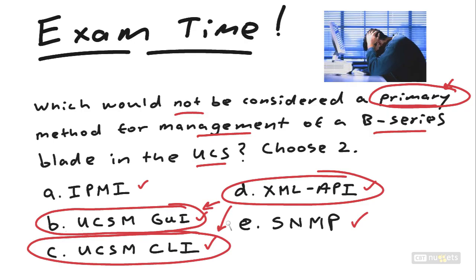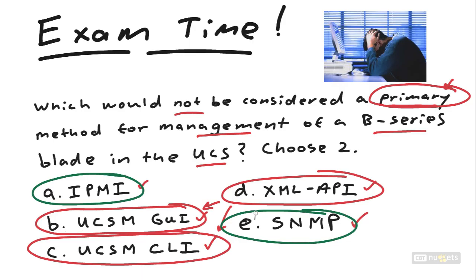Now we can do a sanity check. Would IPMI and SNMP not be considered primary? Yeah, exactly. They wouldn't be, would they? They're great, they're awesome, but they're not really primary. So the two answers that are correct here are IPMI and SNMP. They're awesome, but they're not primary network management vehicles that we would use against the UCS system.